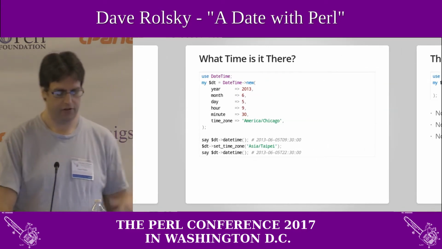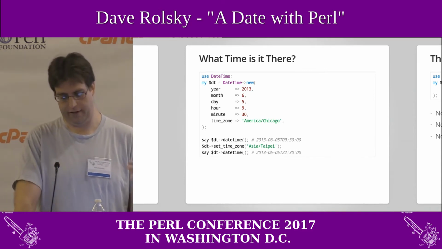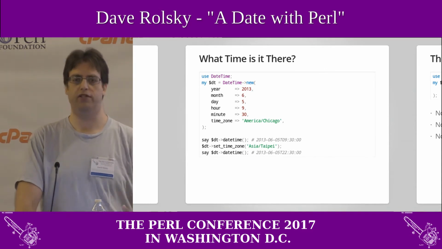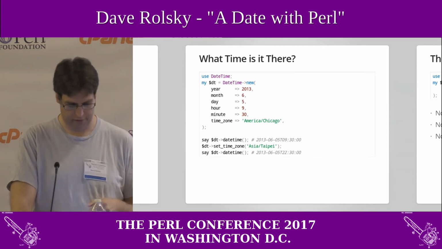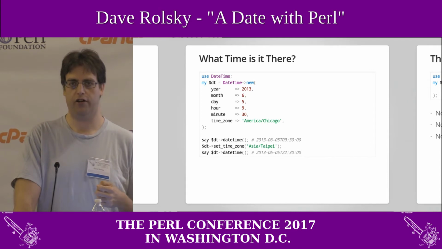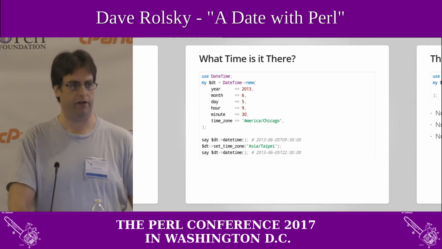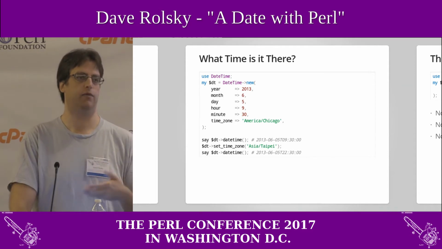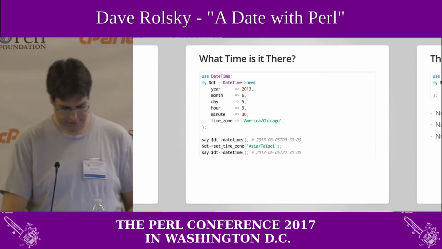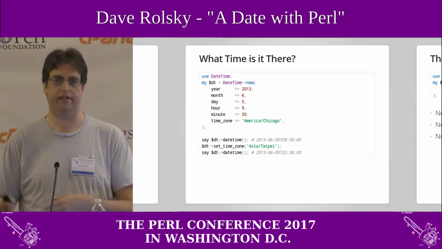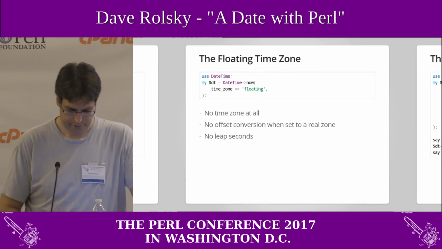All right, so one of the cool things you can do with time zones and DateTime, at least I think it's kind of cool, is you can construct a DateTime in a given time zone. So here we're constructing one in the America/Chicago zone, and then you can set the time zone and figure out what time it is somewhere else, which is sometimes a question you may need to answer. So for example, we start with Chicago, we set it to Taipei, and then we get a new result.